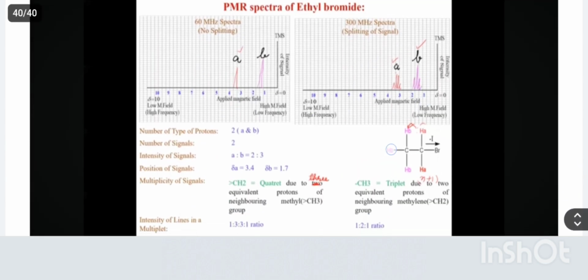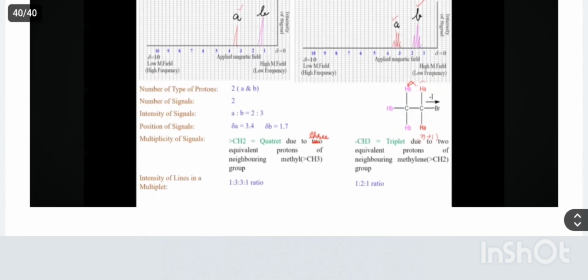PMR spectra of ethyl bromide. Number of types of proton: 2, A and B. Number of signals: 2. Intensity of signal A:B is 2:3. Position of signal: delta A is equal to 3.4, delta B is equal to 1.7. Multiplicity of signal: quadruplet due to 3 equivalent protons of the neighboring methyl group, triplet due to 2 equivalent protons of the neighboring methylene group. 1:3:3:1, 1:2:1. Intensity of lines in a multiplet.